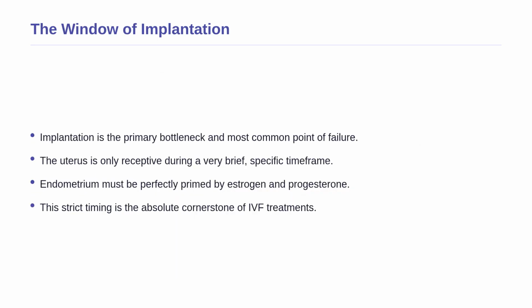Having seen how the embryo burrows into the tissue, we must now ask, can this happen at any time? The answer is no. Implantation is the primary bottleneck in human reproduction. The uterus is not always welcoming. It is only receptive during a very brief period known as the window of implantation. The endometrial lining must be perfectly primed by hormones like estrogen and progesterone. If the embryo arrives too early or too late, it will be rejected. This strict biological timeframe is the absolute cornerstone of modern fertility treatments like in vitro fertilization.